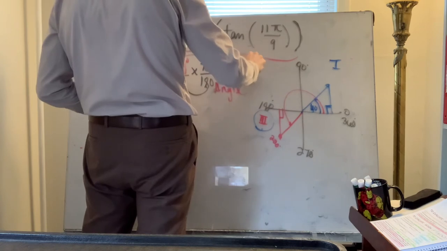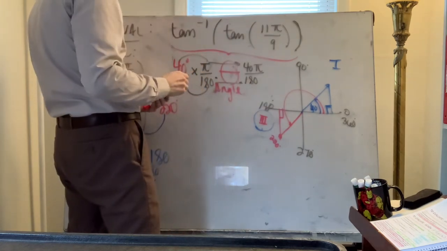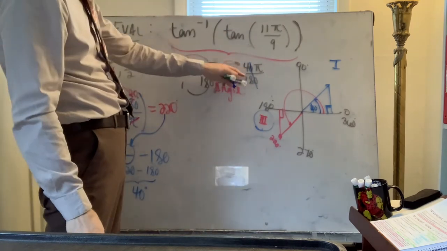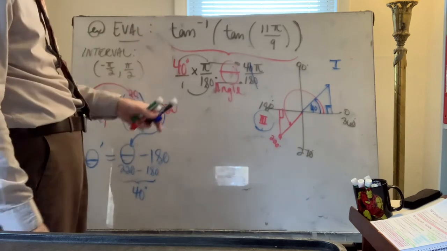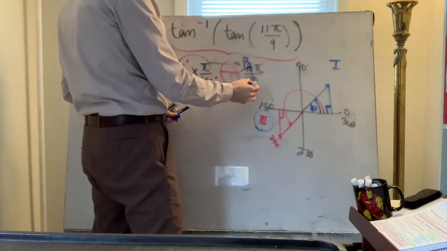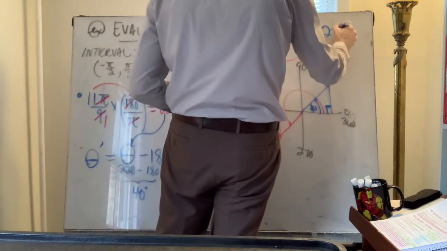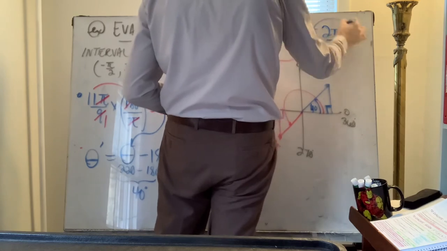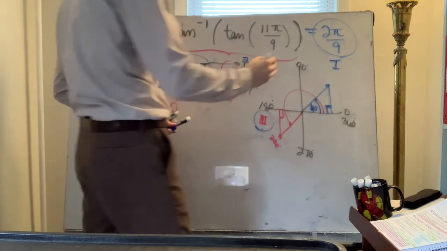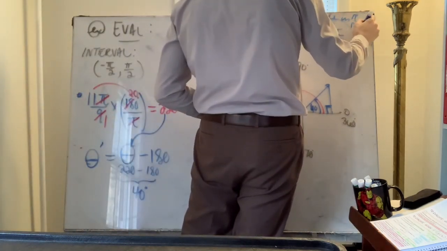You're going to have 40 times pi over 180, and pull some tricks. The zeros would cancel if you divided both of them by 10. And then these are even numbers, so you could whittle it down at least by dividing by 2. 4 divided by 2 is 2, and 18 divided by 2 is 9. So this is equal to 2 pi over 9, as the angle in radian form, in pi radians.